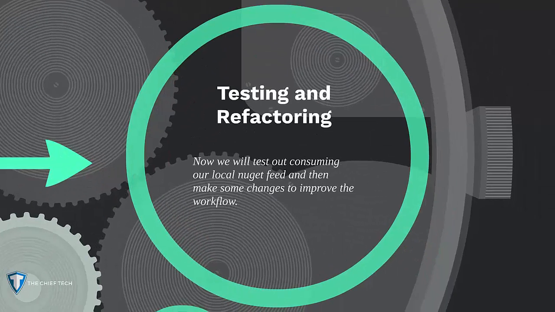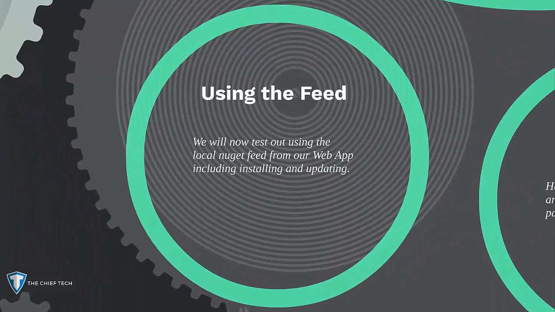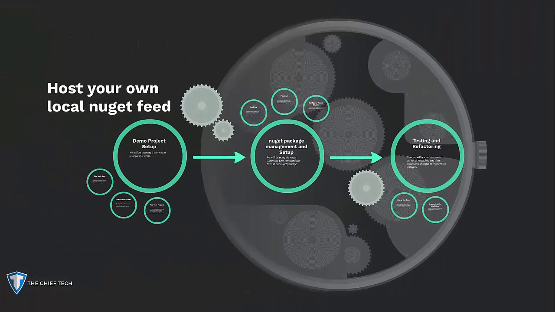Finally, we're going to do a little bit of testing. We're going to walk through the process of installing the feed and updating the feed. And finally, we'll look at a bit of refactoring, whereby we'll improve the workflow by automating the process of the packaging and pushing and moving away from using the command line and actually putting this into the post-build events of the shared class library project. Alright, so with that, let's begin.